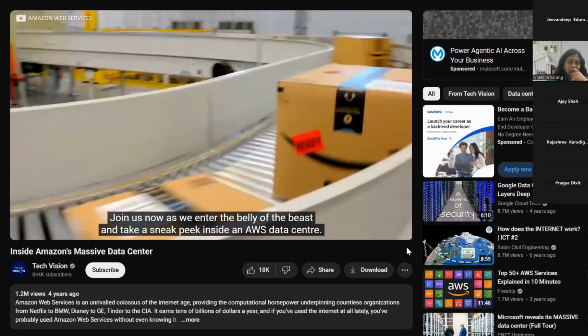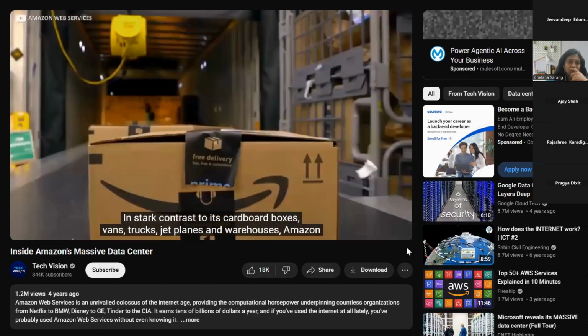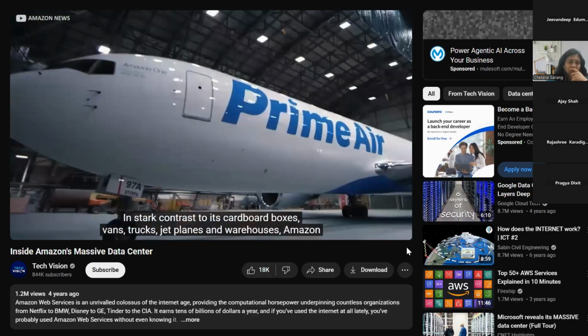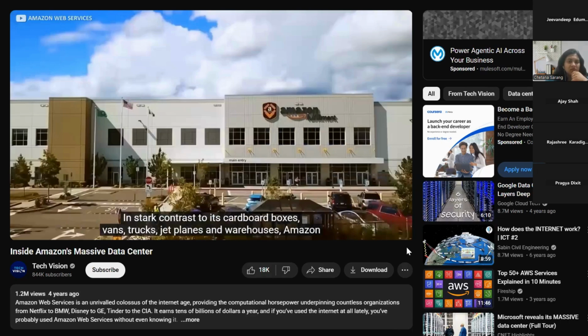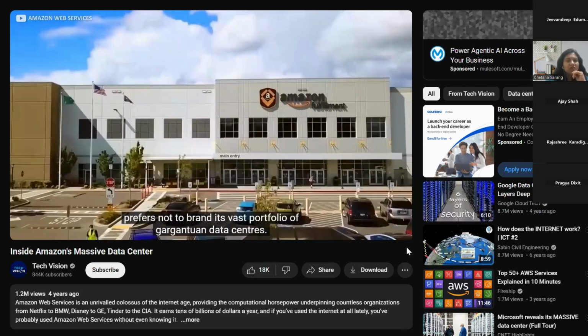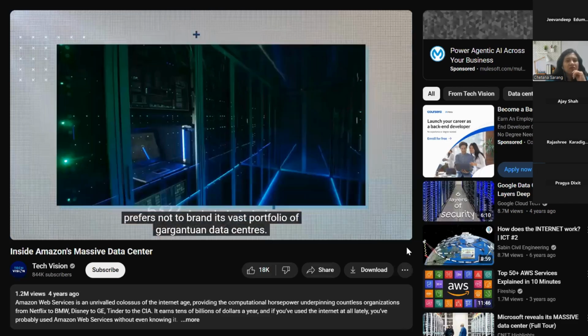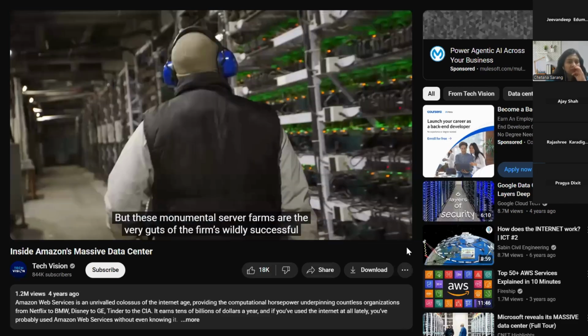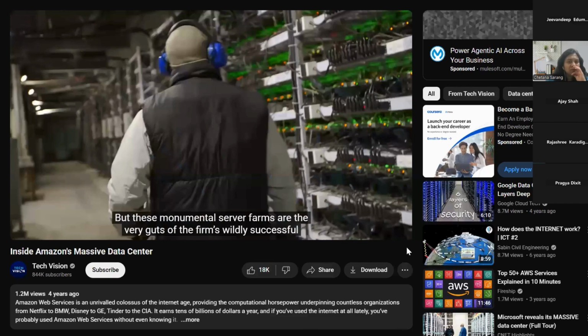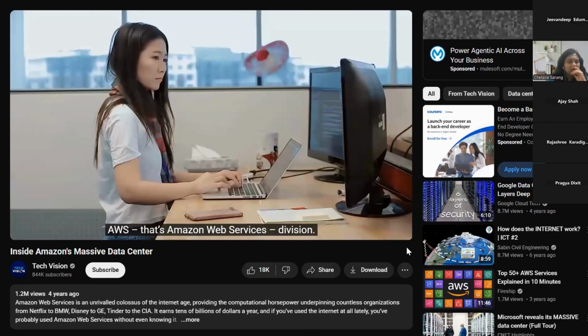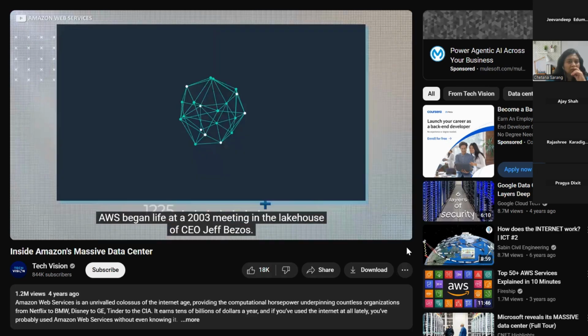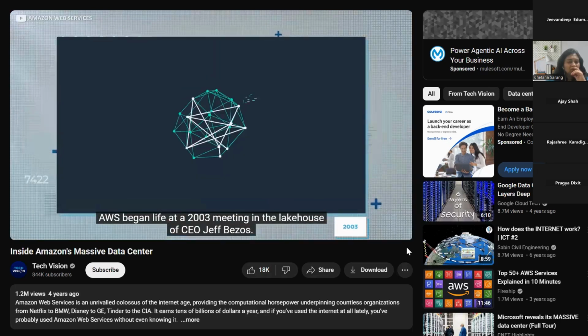In stark contrast to its cars, boxes, vans, trucks, jet planes, and warehouses, Amazon prefers not to brand its vast portfolio of gargantuan data centers. But these monumental server farms are the very guts of the firm's wildly successful AWS, that's Amazon Web Services division. AWS began life at a 2003 meeting in the lake house of CEO Jeff Bezos.